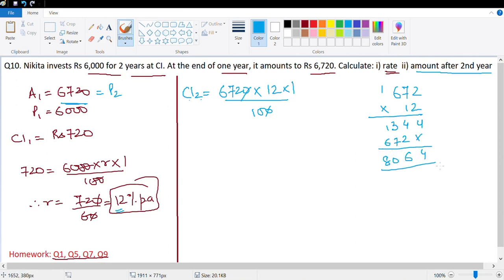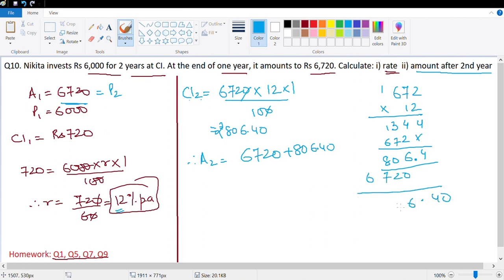So this is 806.40. Therefore, amount after second year will be 6,720 plus 806.40. Let's add. 6,720 plus 806.40 is 7,526.40. So that's the amount after 2 years.